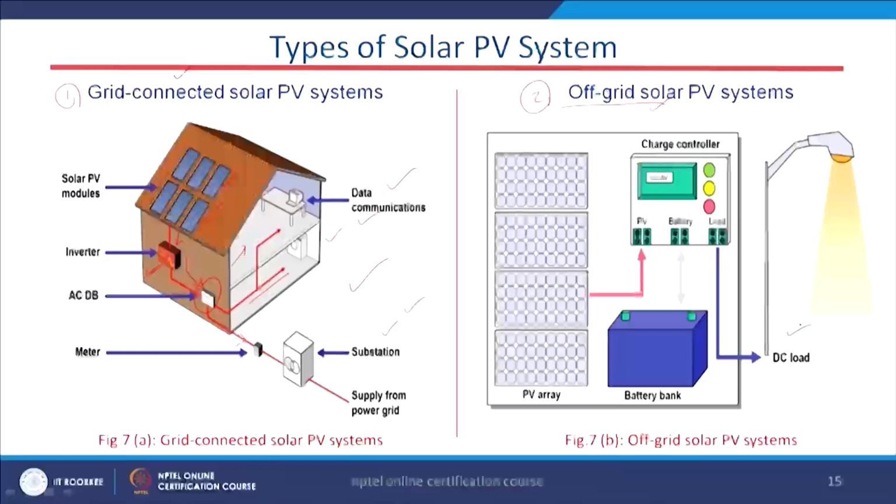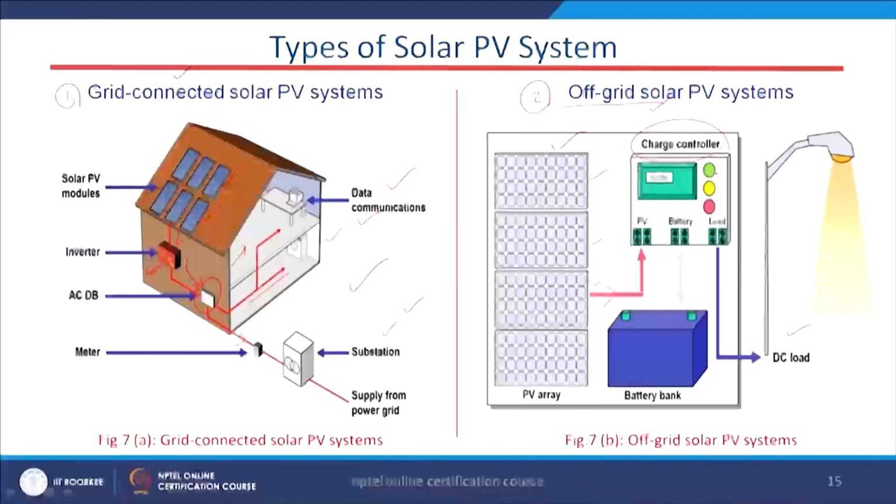Now, coming to the off grid solar PV system, that is known as the stand alone PV system. Here you see we have the solar panels, which are connected in series or parallel fashion, and the DC output power goes to this charge controller. What is the function of this charge controller, and why is it necessary here? I will discuss that in the next PPT.